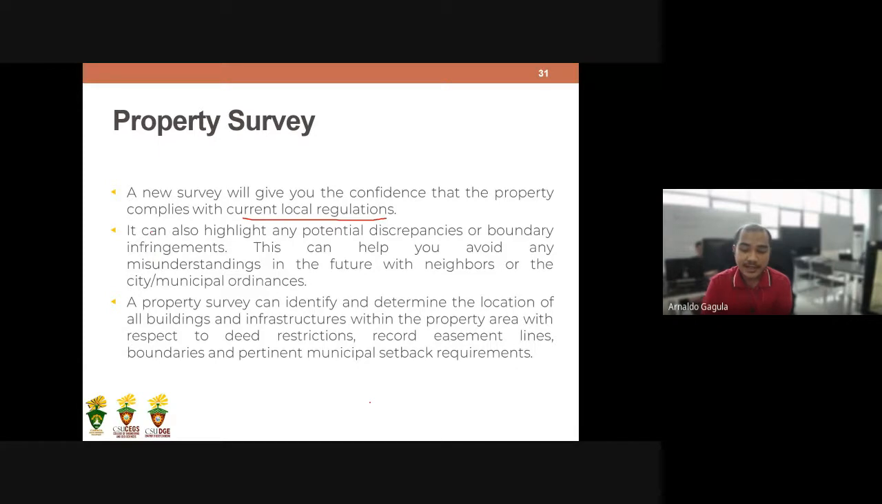A property survey can identify and determine the location of all the buildings and infrastructure within the property area with respect to deed of restrictions, record easement lines, boundaries, and other pertinent municipal setbacks and requirements. So, dapat mo comply ta sa municipal ordinances na gi-impose sa specific location.